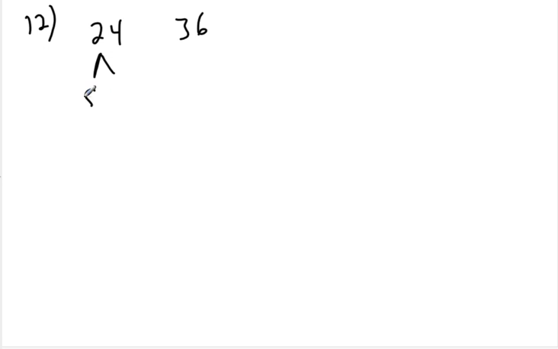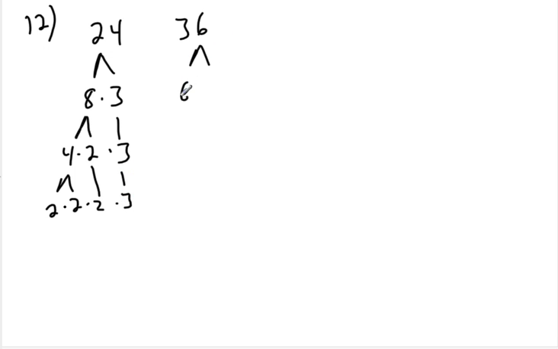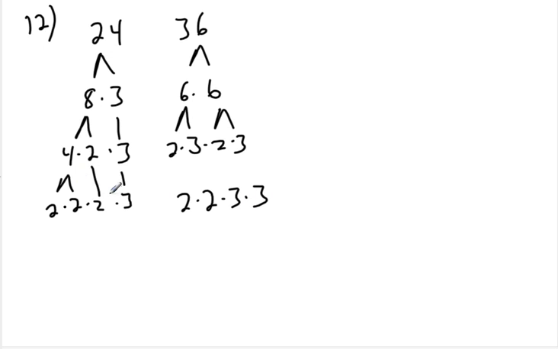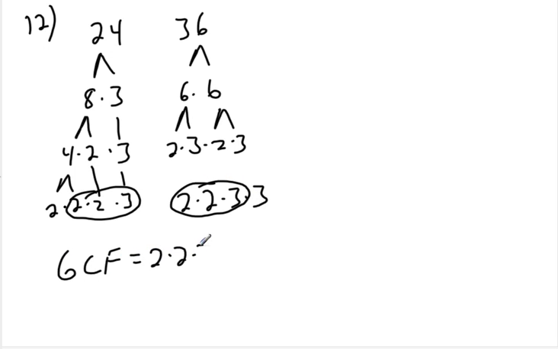So this is going to be 8 times 3, 4 and 2. So this is going to be 2, 2, 2, and 3. And this one, I'm going to start off with 2 6s. Then these are each 2 and 3. So I'm going to have 2, 2, 3, and 3. So in common, they have 2 2s and a 3. So the greatest common factor is 2 times 2 times 3, which is 12.